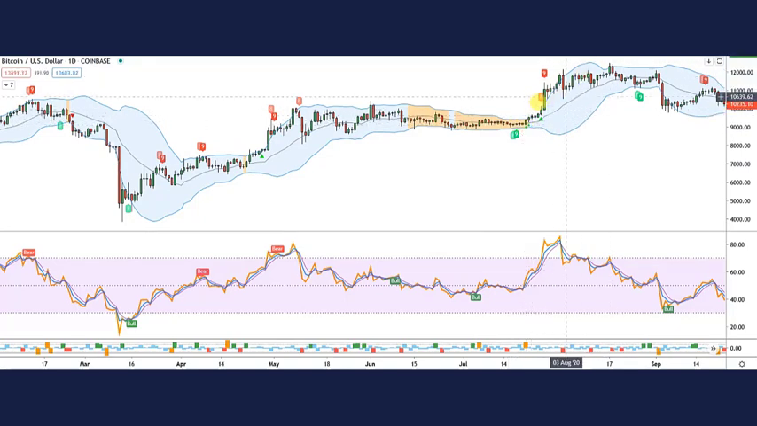Guys, this is what I posted on Twitter. This is how I actually got my move. So let's look again at the next one. The next one is right here. And it printed right here. And of course, you had a nice little scalp. Okay? And that was a good move.